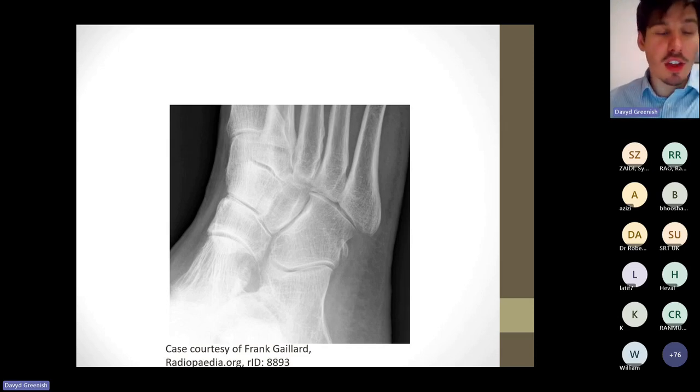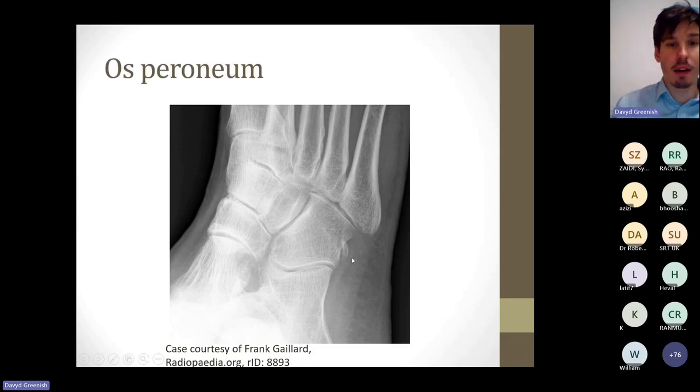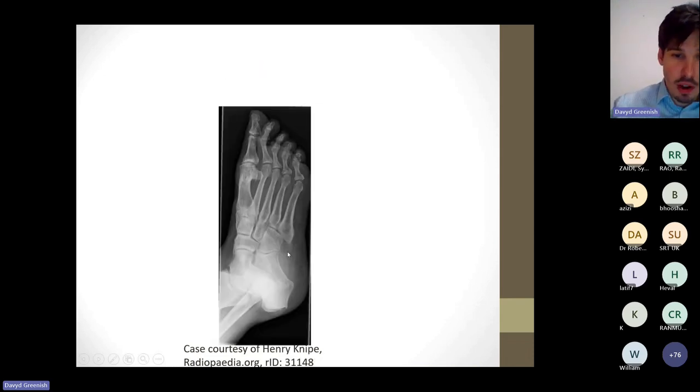Cool. So this is the os peroneum. This sits in the peroneus longus tendon, so it's traveling underneath the foot. By contrast, it's quite hard to see this. Sorry, it's quite small, but there's a tiny little ossicle sat just here, just where that red dot is.